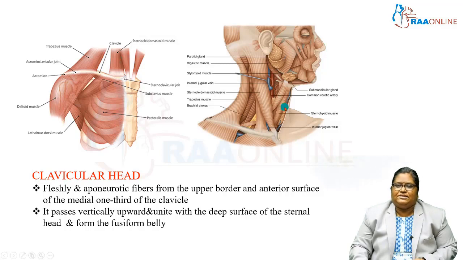If you look at this picture, you can see the sternal head, which is a round tendon, and you can see the clavicular head, which is fleshy and aponeurotic and arises from the upper border and the anterior surface of the medial 1/3 of the clavicle. This muscle fiber, the clavicular head, passes vertically upwards and unites with the deep surface of the sternal head, and they combine to form a fusiform belly. Now we are going to see where these muscles go and attach.